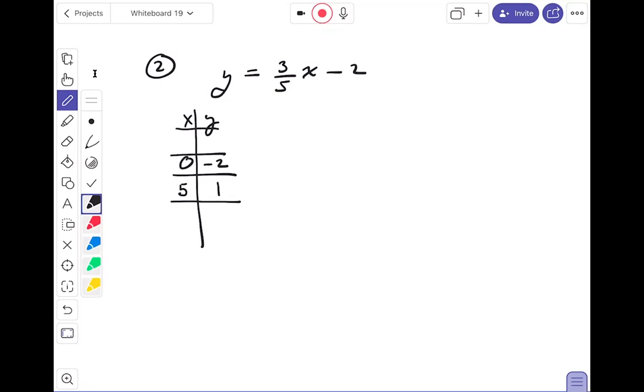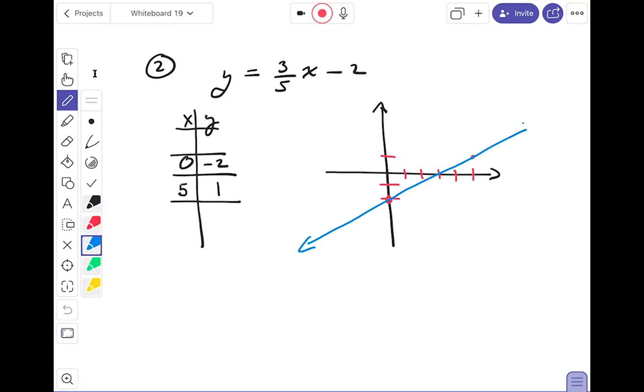I'm going to plot these 2 points and then draw a line through it. It's a linear relationship. What's 0 minus 2? 1, 2. What's the other point? 5. 1, 2, 3, 4, 5, and then up 1. What am I going to do now? Draw a line through those 2 points. That's a graph of that linear relationship.